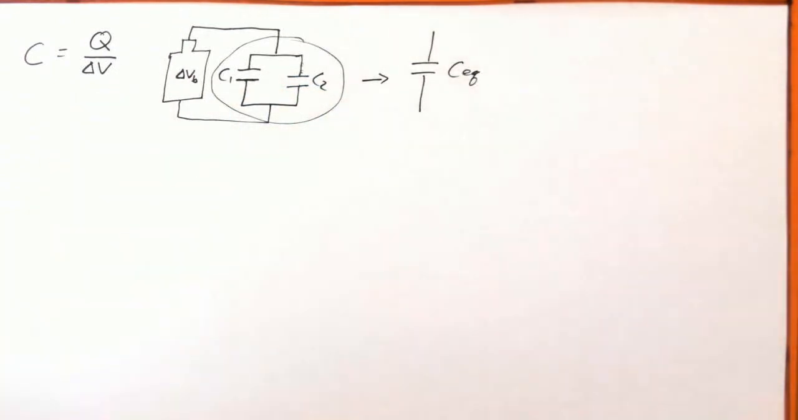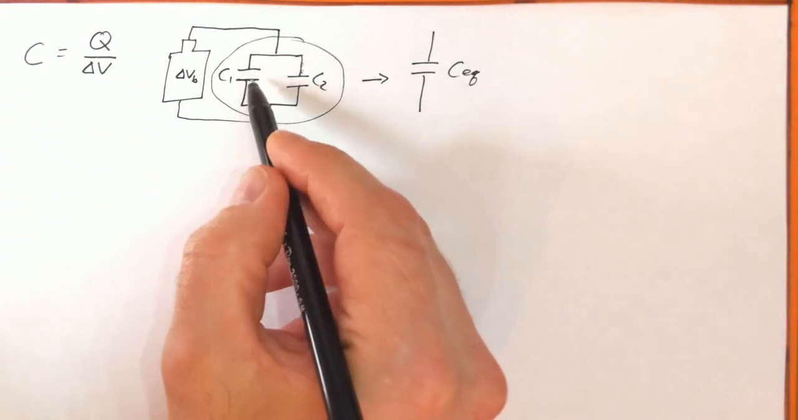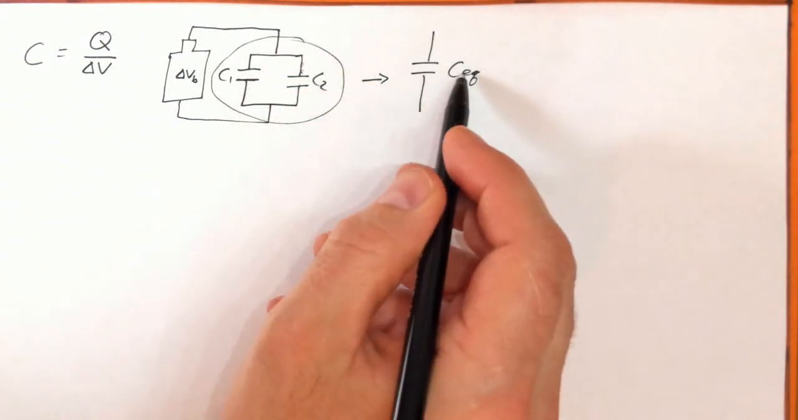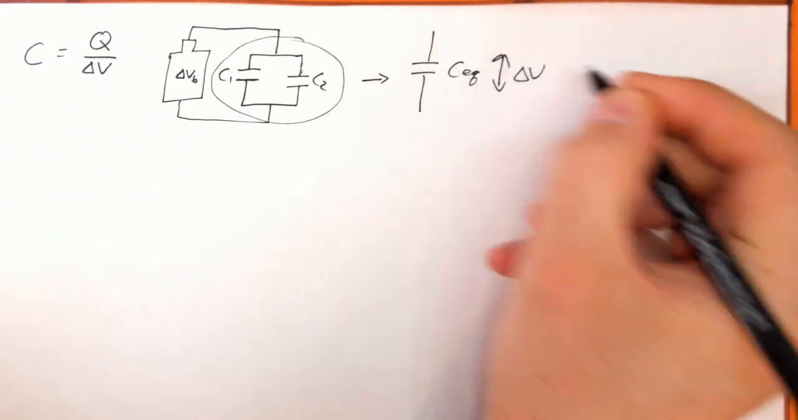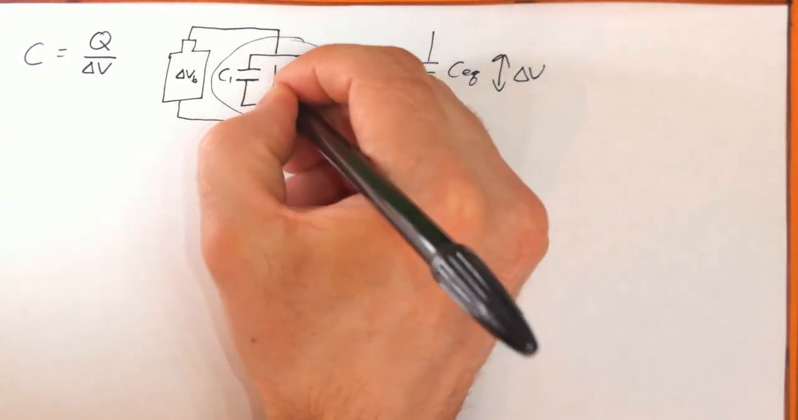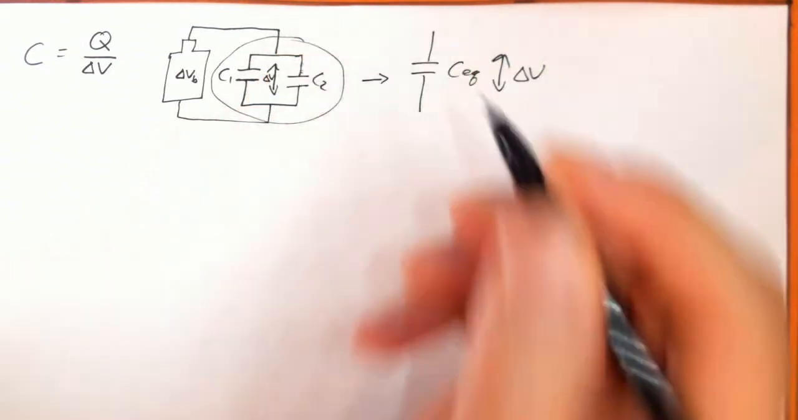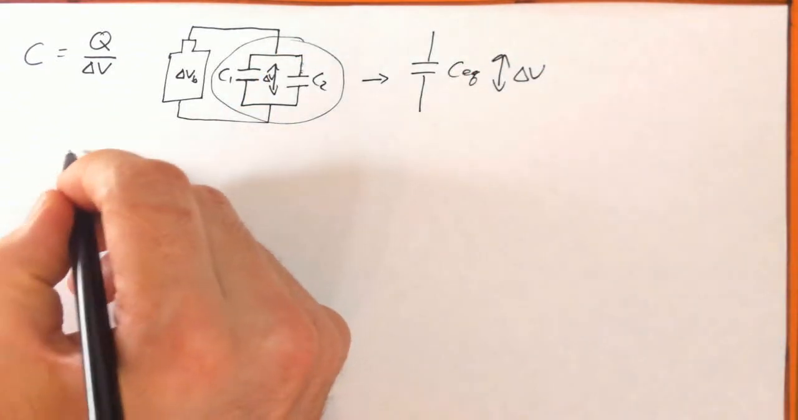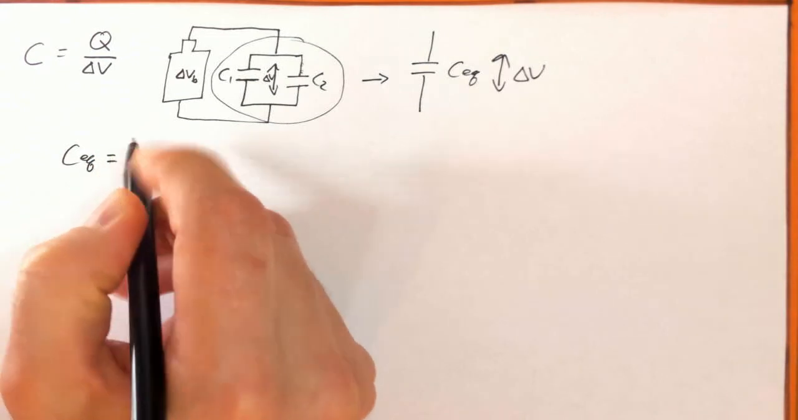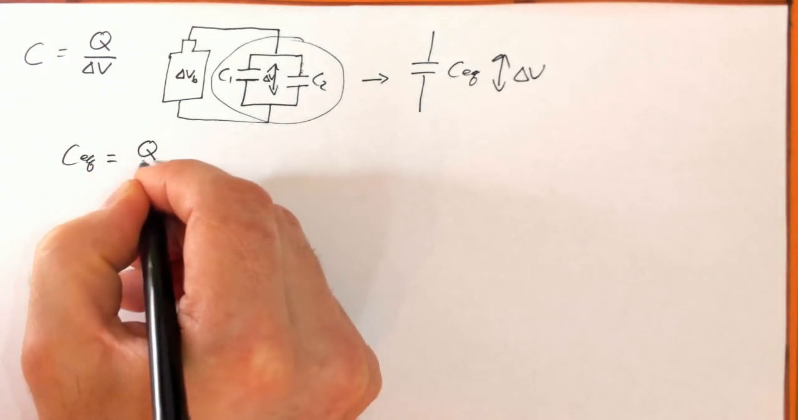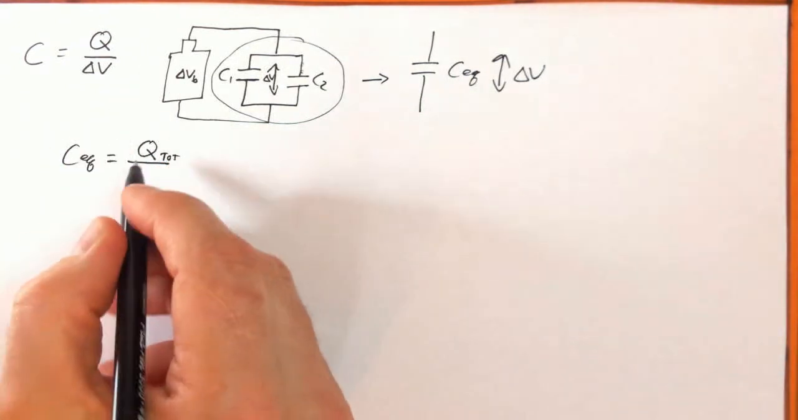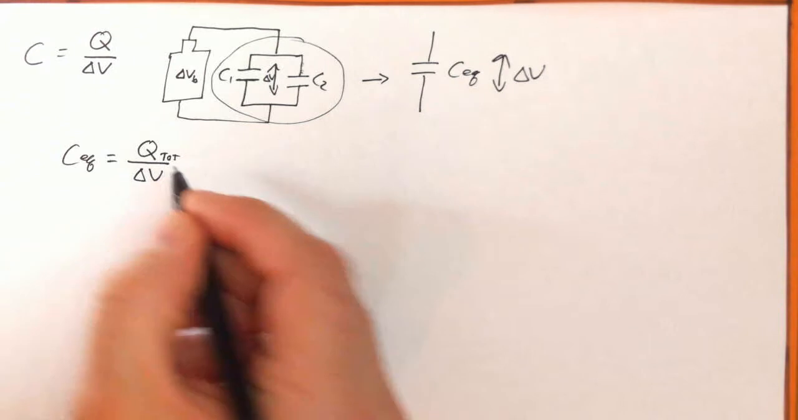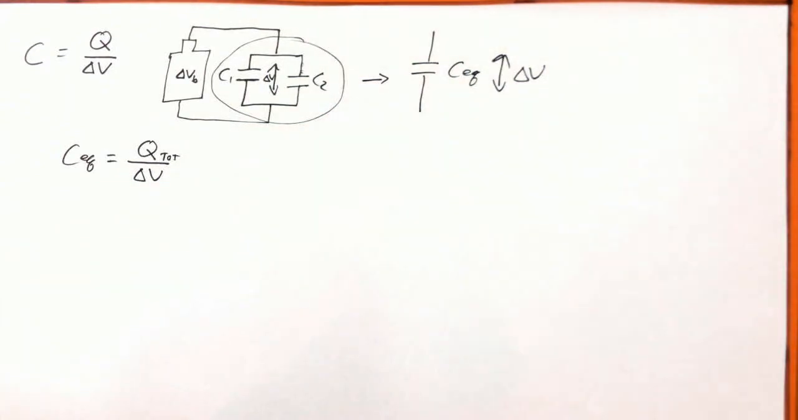Okay, so the way we're going to do that is looking at this, we're going to say, okay, this is the equivalent capacitance. It's got a potential difference across it, and that's the same potential difference across these ones. So we're going to say the equivalent capacitance is defined as the total charge that the battery, or the voltage source, has pushed divided by the potential of that source. So maybe the battery in this case.